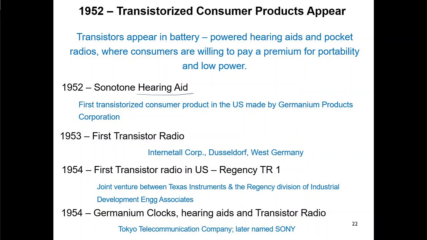And then you had these germanium transistor based clocks, hearing aids, transistor radios, and several companies adopted it. For instance, Tokyo Telecom, which was later named Sony, and Sony is a company that you all know today. Then around 1953, the first transistor based 48 bit computer was demonstrated.